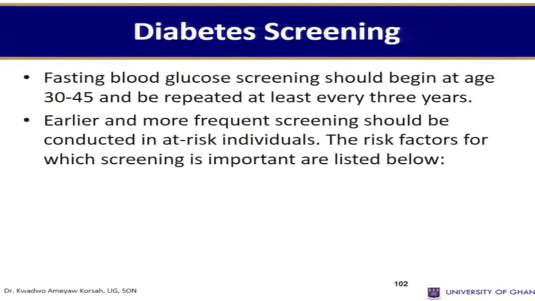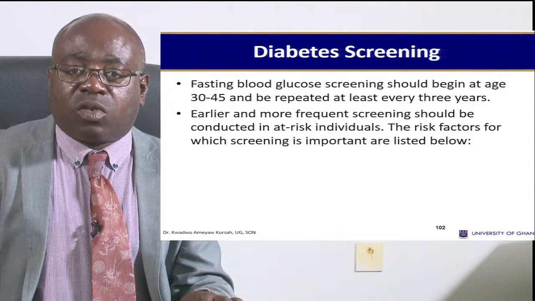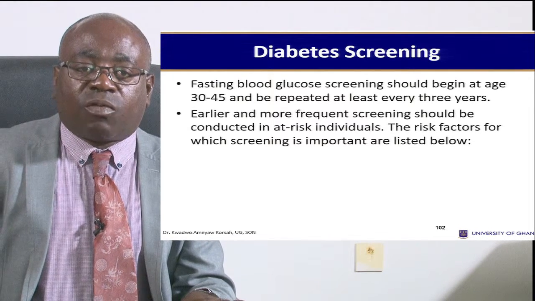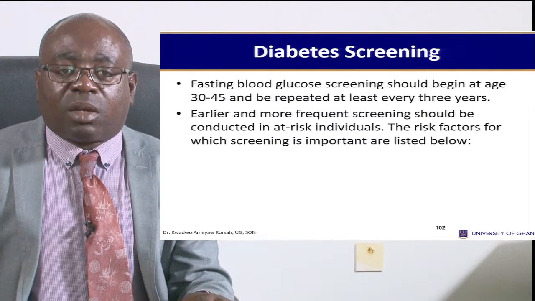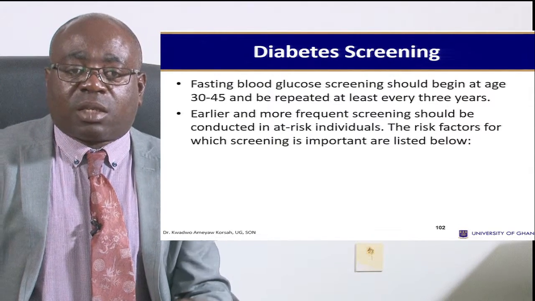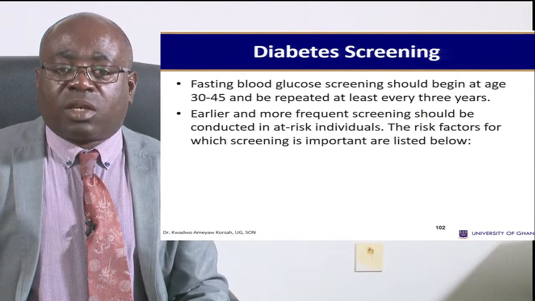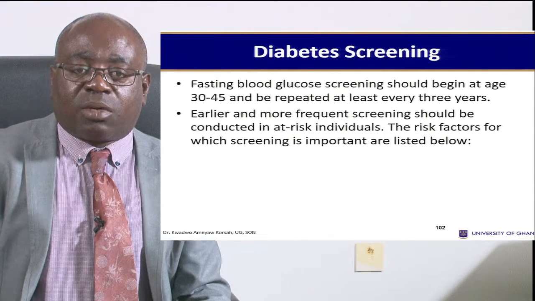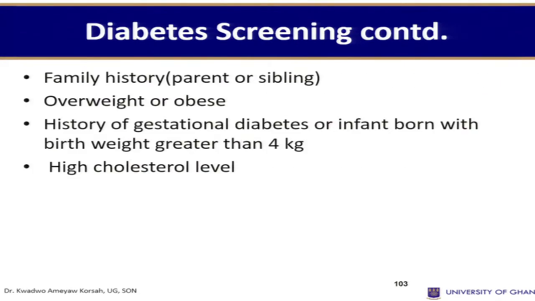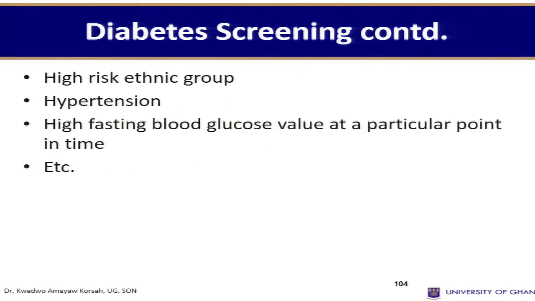Diabetes screening is very important. So fasting blood sugar screening should be at age 30 and 45, and then be repeated every 3 years. And earlier or more frequent screening should be conducted in the risk individuals, especially where the family members have it. So family history will point to this. Overweight people should do this, and then history of gestational diabetes or infants born with birth weight greater than 4 kilograms, and then those with high cholesterol level. These are the candidates who need screening.